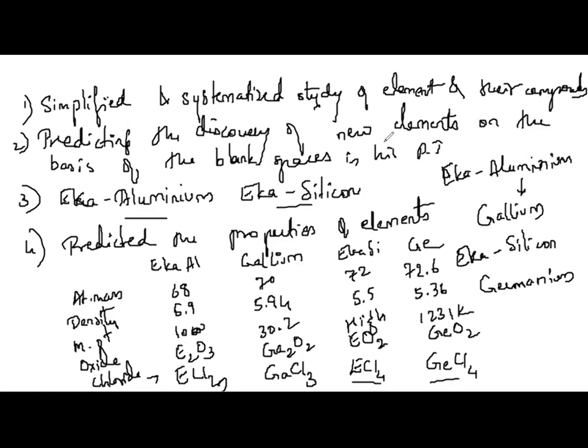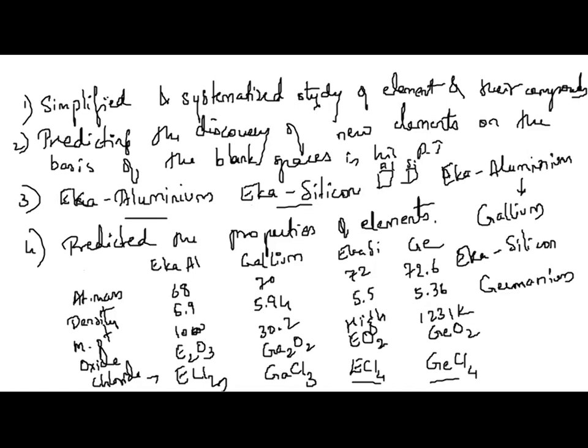Along with the prediction of the discovery of the elements, he called them Eka aluminium and Eka silicon, leaving blank spaces below aluminium and below silicon. He even predicted the properties of the elements. Yes, these were the predicted properties of the elements.